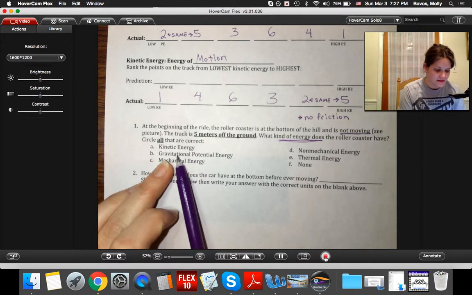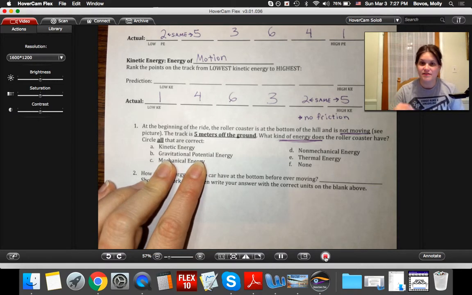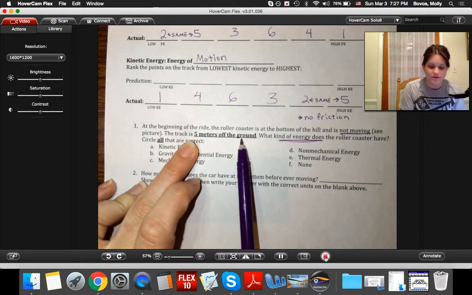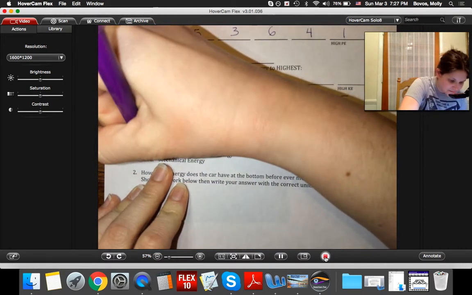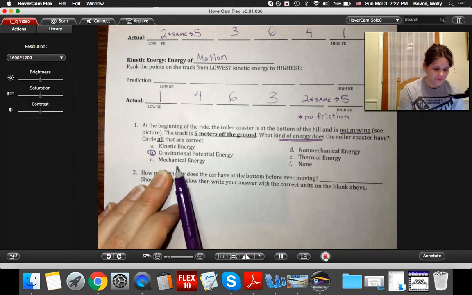All right, then gravitational potential energy. Is it above the ground? Does it have some height? Well, this says that it is 5 meters off the ground, so yes, it would have some height. Okay. All right, mechanical energy.